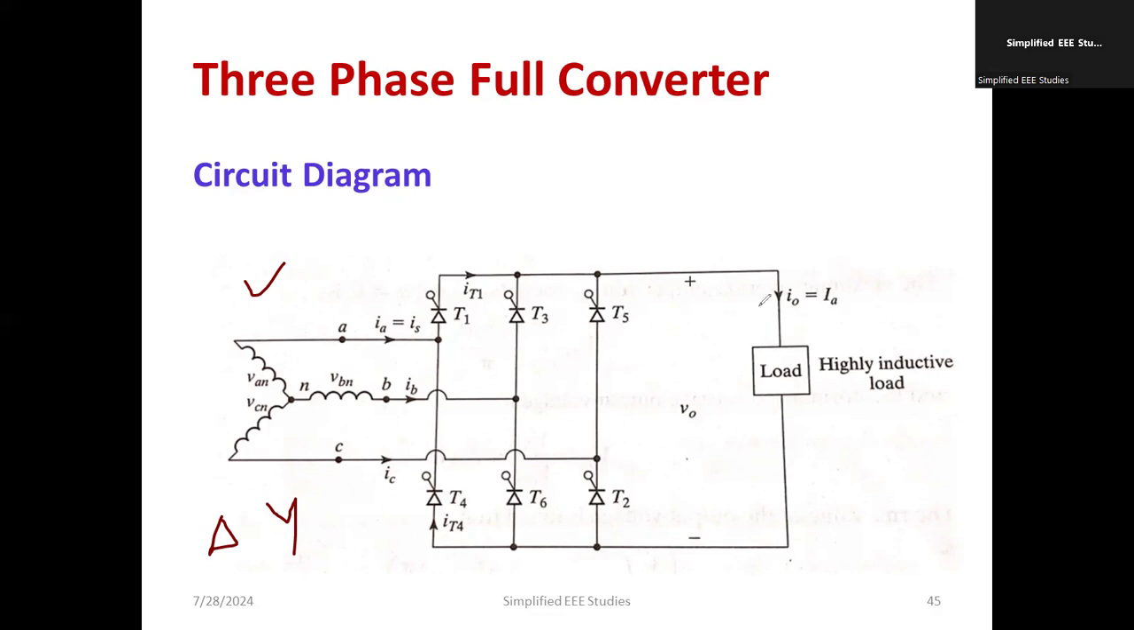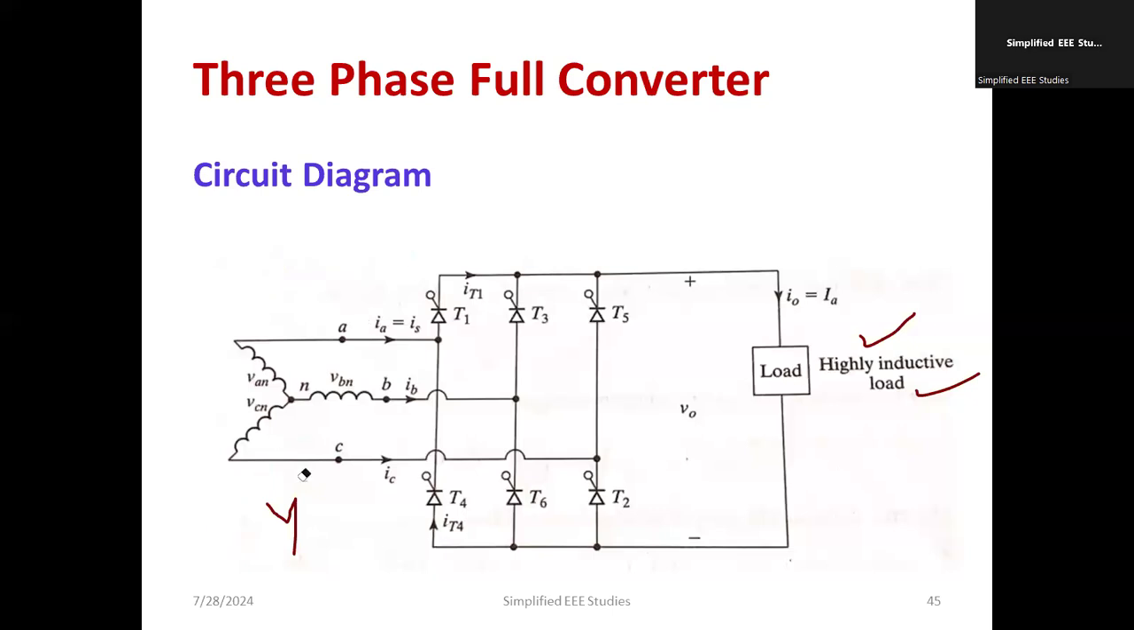The converter output is connected to the load, where the rating of the load is high, up to 120 kilowatts. Here the load is considered as a highly inductive load. The voltage across the load is V0, correct? We can compute the line voltage and phase voltage from the star connection that you know. So this is basically the circuit diagram of the three-phase full converter.